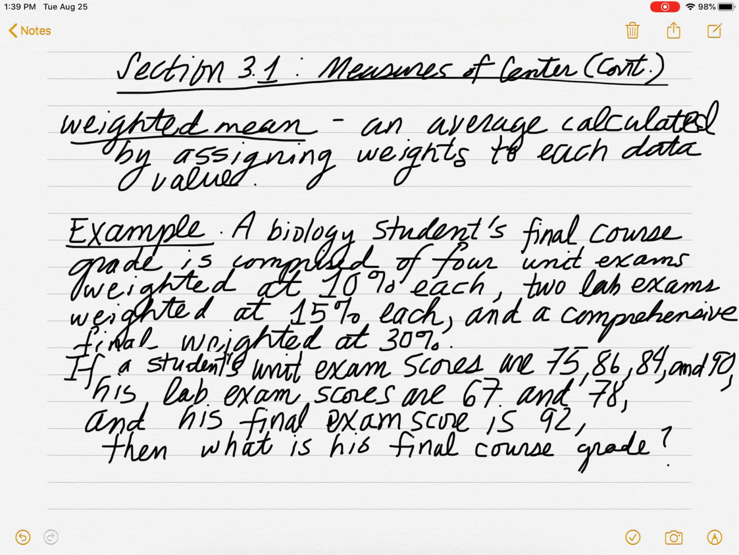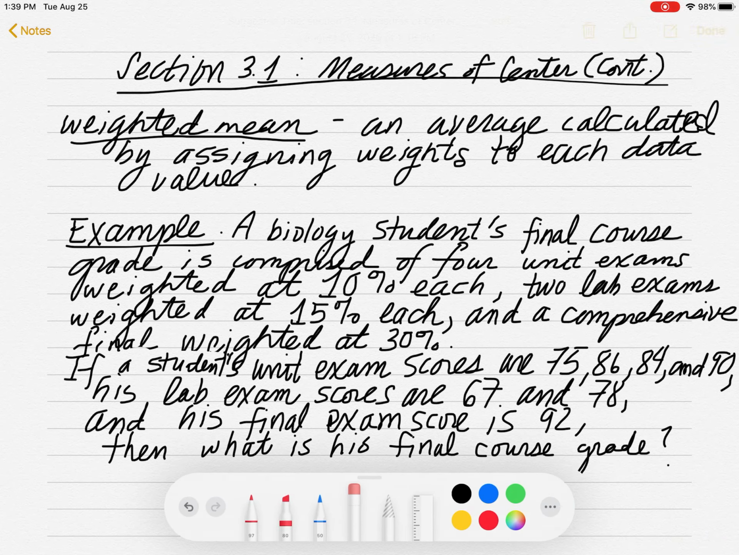So the last thing that I want to do in this section 3.1, where we're talking about measures of centers, is weighted mean. The weighted mean is really useful when you're doing grades. A lot of faculty members like myself use weighted averages, or weighted means, to calculate grades. And what is a weighted mean? It's an average that's calculated by assigning weights to each data value.